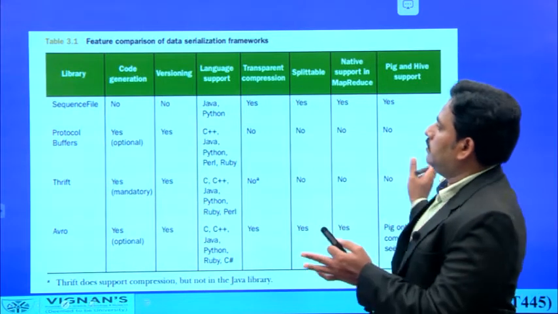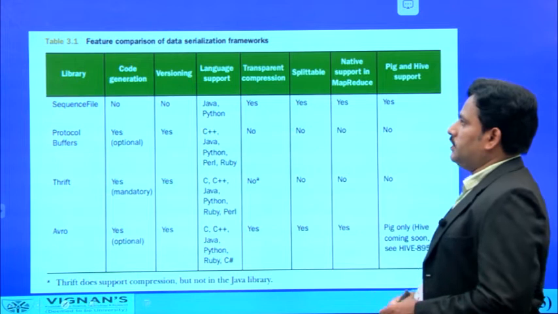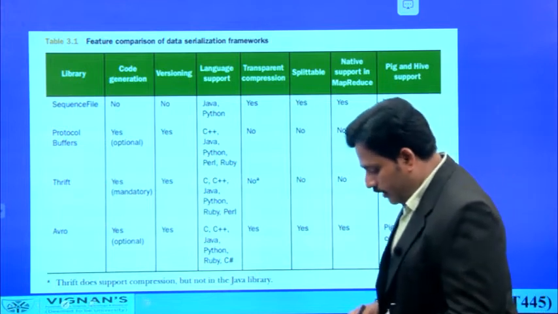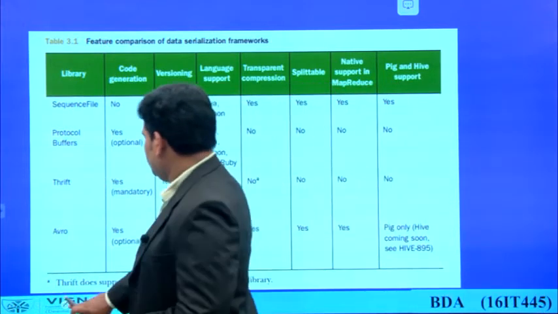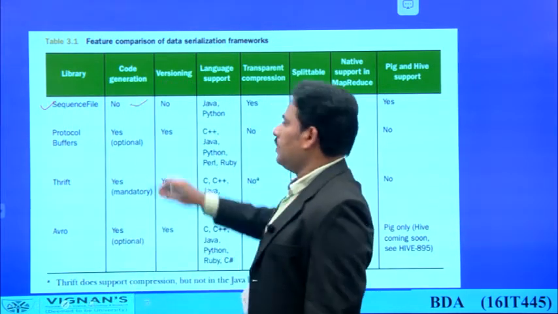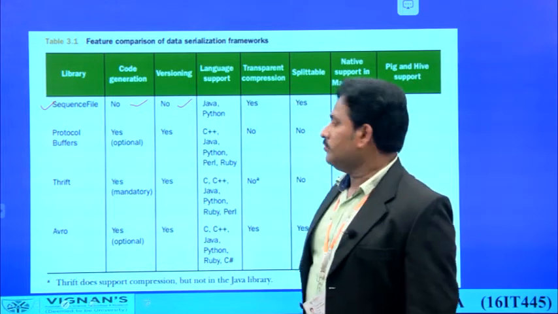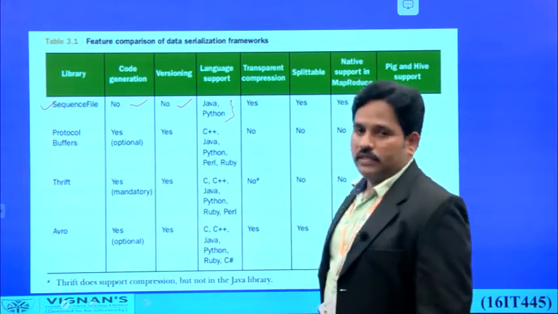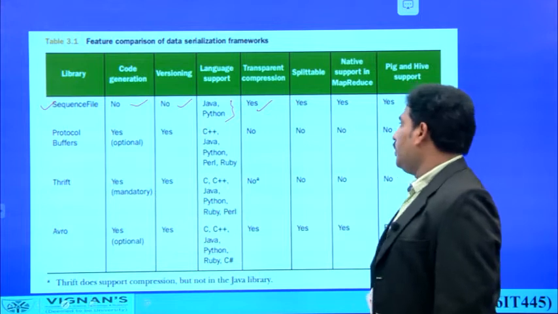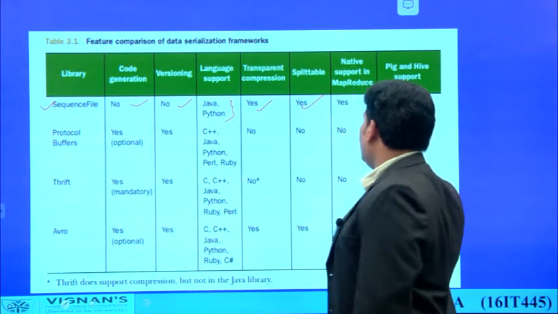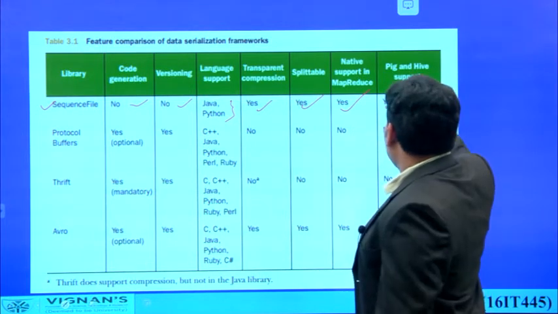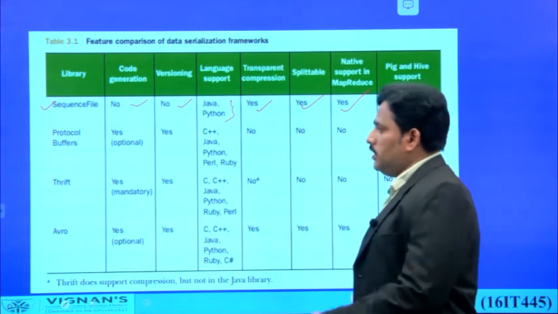Now this is the comparison of data serialization frameworks based on the type of the file. Now let us take, if you have a sequence file, the sequence file doesn't require any code generation, it doesn't require any versioning, and for sequence file Java and Python can be used. We can apply transparent compression of the data, we can go for splittability of the data, and it will have native support in MapReduce. We can apply Pig and Hive on a sequence file.